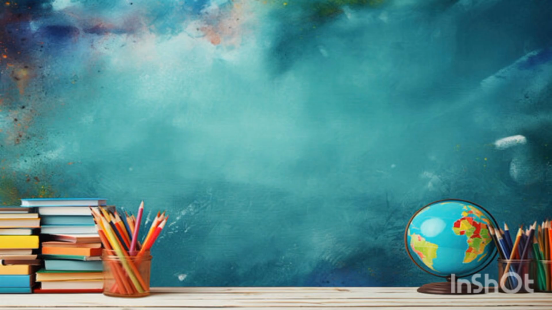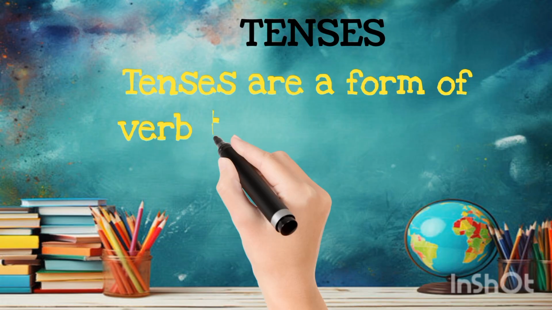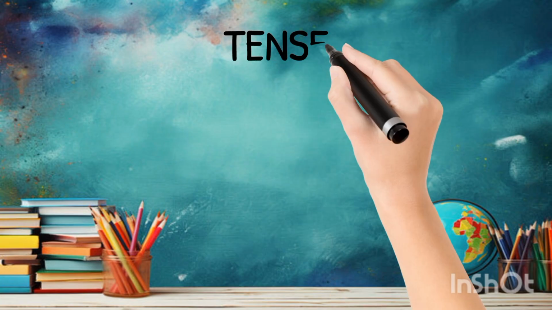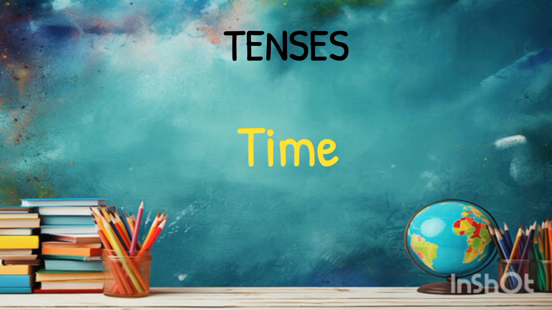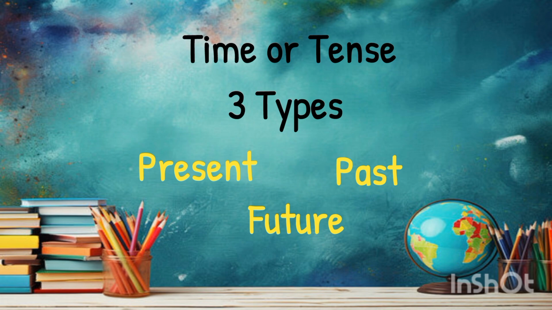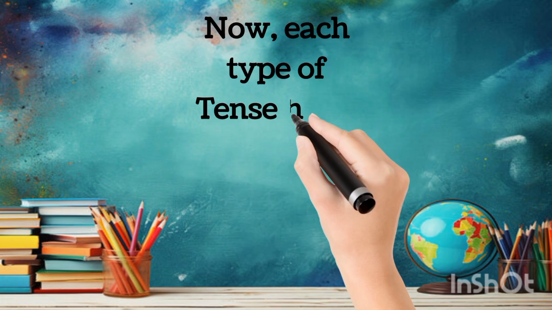Now let's start. Tenses. Tenses are a form of verb that shows the time of an action or an event. Basically, tenses represent the time. Time or tense is of three types: present, past, and future. Now each type of tense has four parts.